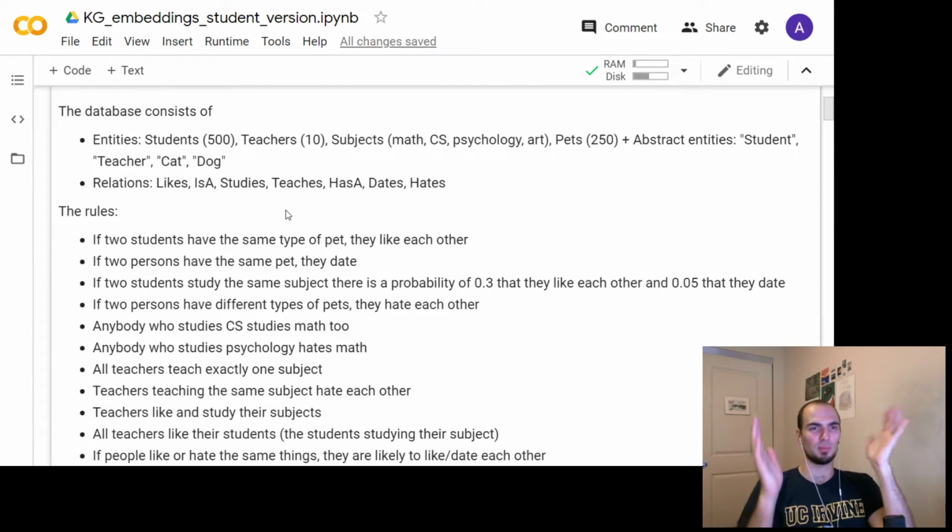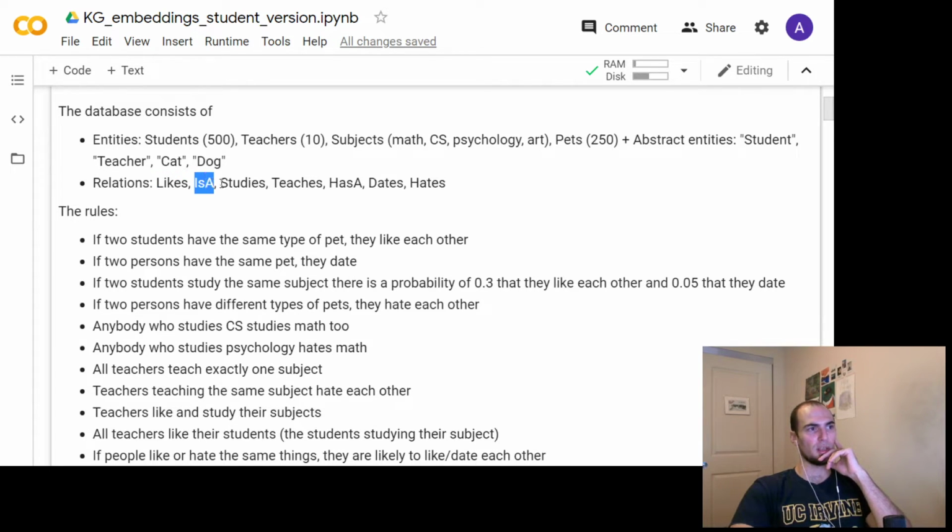So we have actual cats, and then we have abstract entities. Every cat is connected to the abstract entity cat by the relation is a. Similarly, every student is connected to the abstract entity student using the relation is a, and so on. And we have a number of relations: likes, is a, studies, teaches, has a, which is essentially about pets, dates, and lastly hates.